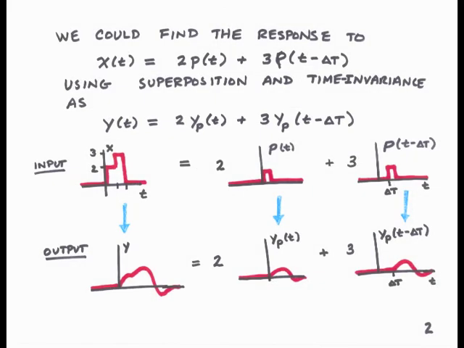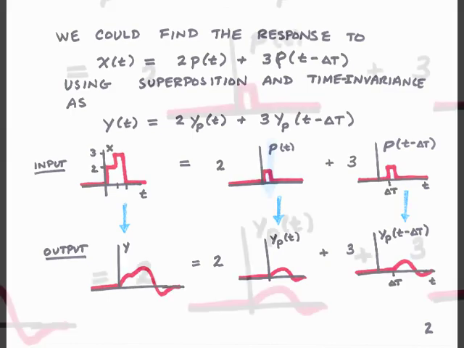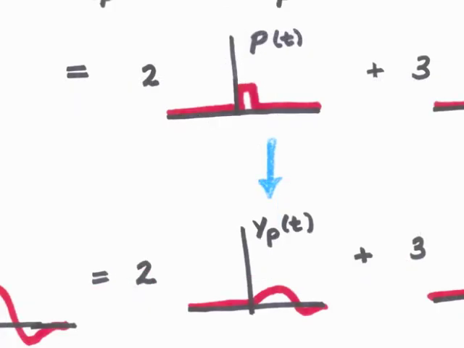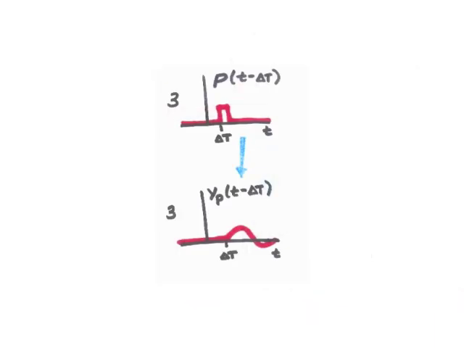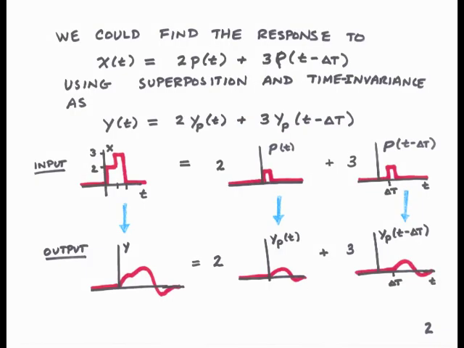Why is this so? Well, the response to p of t is yp of t. The response to 2 times p of t is 2 times yp of t by homogeneity. The response to p of t minus delta t is yp of t minus delta t. The response to 3 times p of t minus delta t is 3 times yp of t minus delta t. All of this by time invariance and superposition.